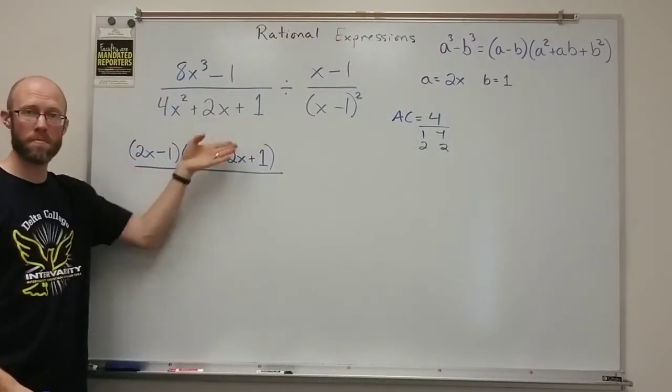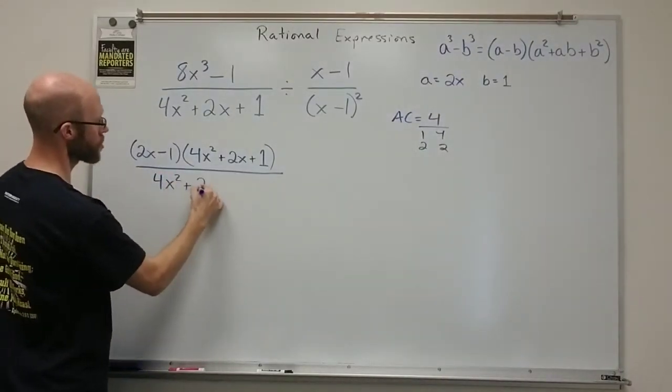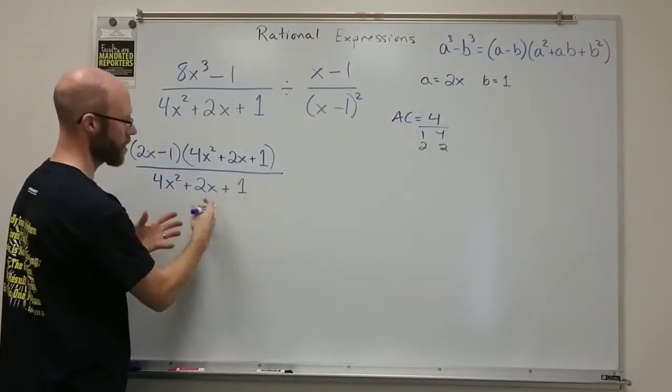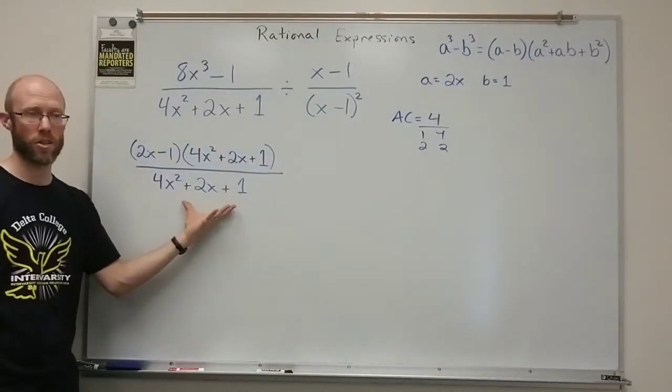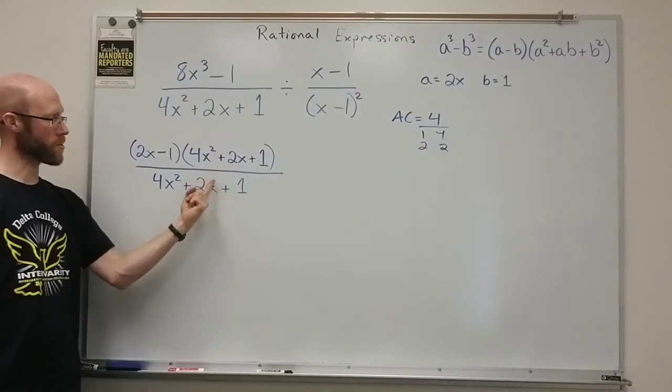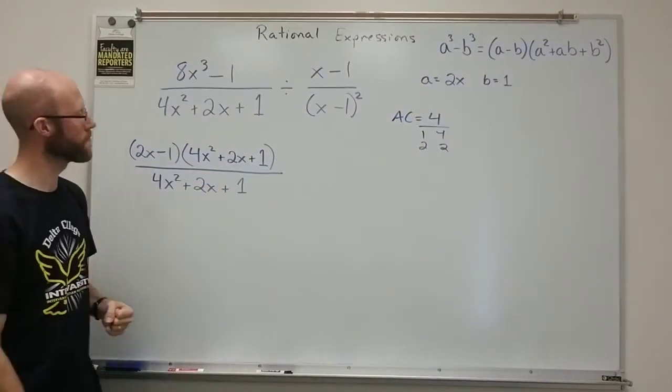Because it's prime, I just rewrite it down. 4x squared plus 2x plus 1. I can't factor it, so I don't have anything to do with it. I can't change it. However, it's nice because I see something common. We'll come back to that, okay?